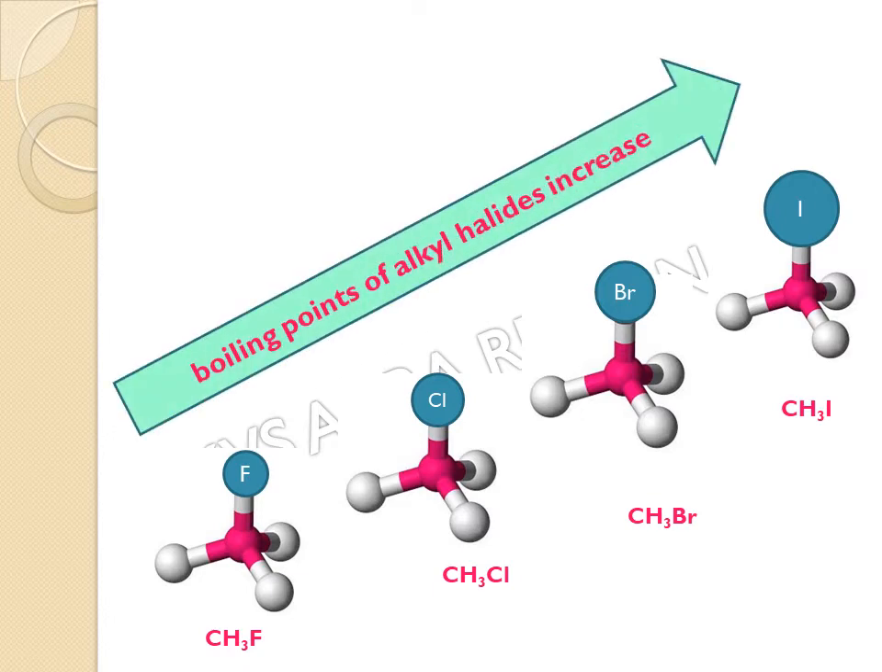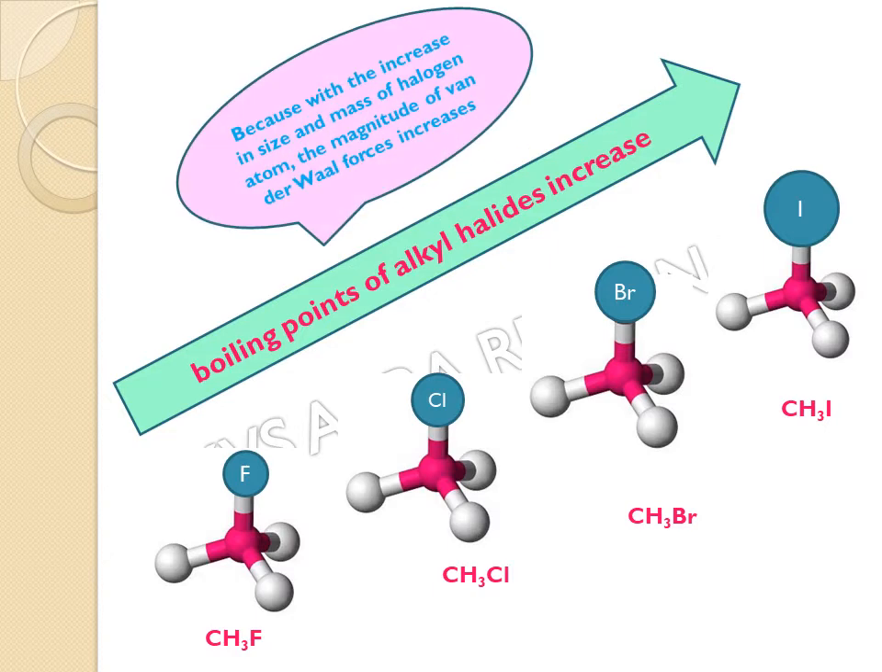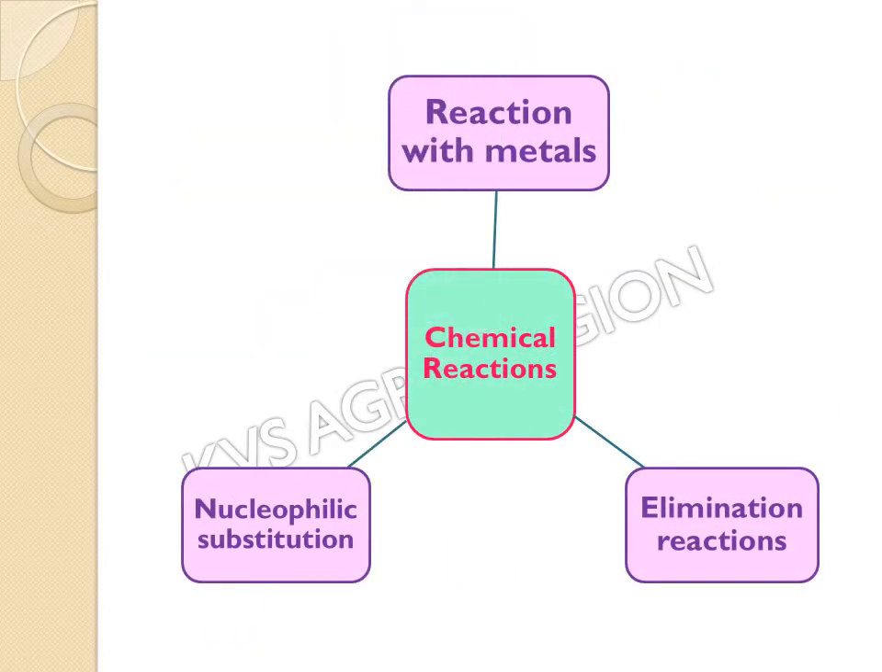So the boiling point of alkyl halides increases from fluoro to iodo if the alkyl group is the same. This is because with an increase in the size and mass of the halogen atom, the magnitude of van der Waals force increases. This becomes one reasoning question. Now coming down to chemical reactions, three types of chemical reactions are there.